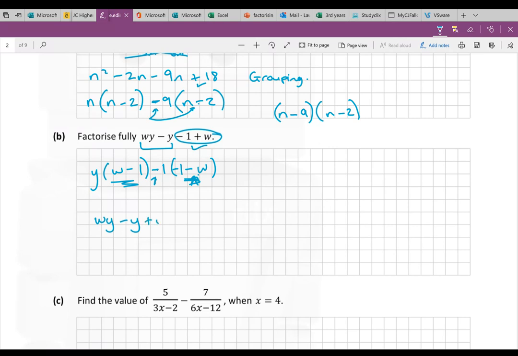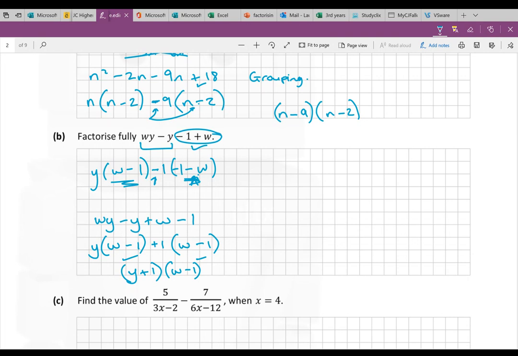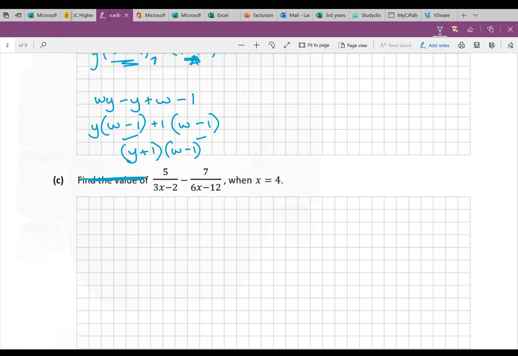So let's put plus w minus 1. And now y is in common in the first set, w minus 1. I'm going to say 1 is my factor here. 1 goes into w amount of times, 1 goes into minus 1, minus 1. And now it works. These two are exactly the same. y plus 1, w minus 1. So these factors by grouping, no matter how hard they get, you can twist and tweak them so that you can rearrange the order.